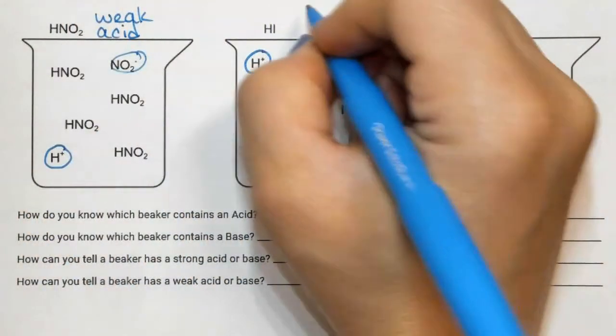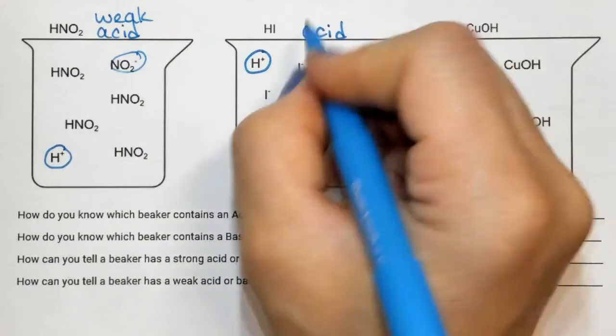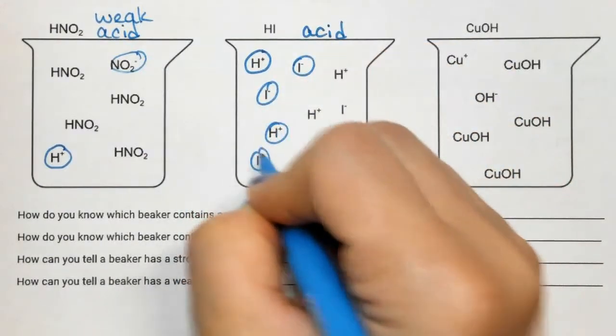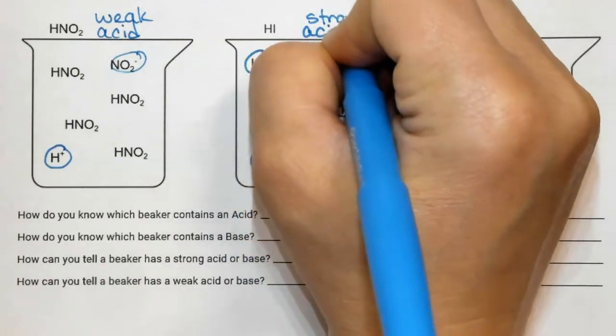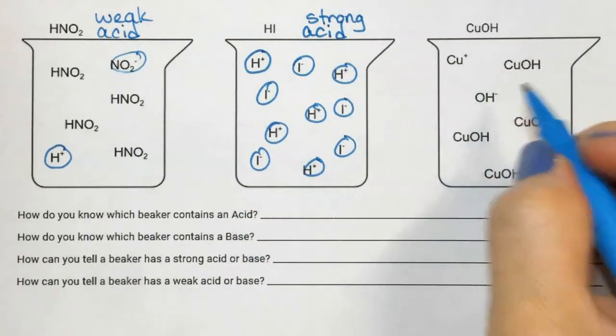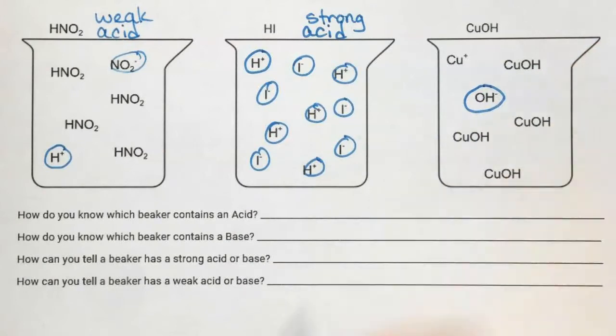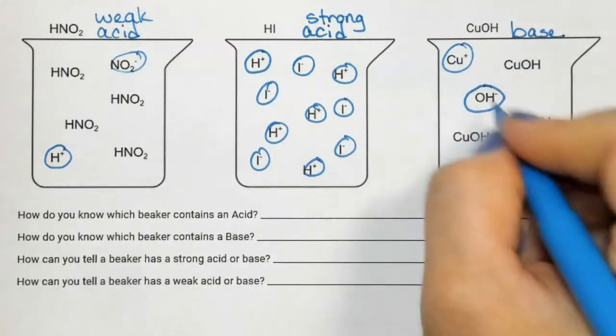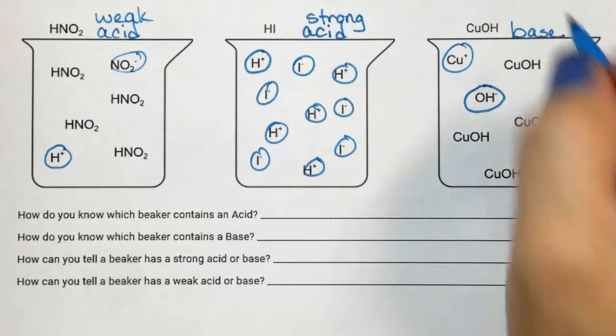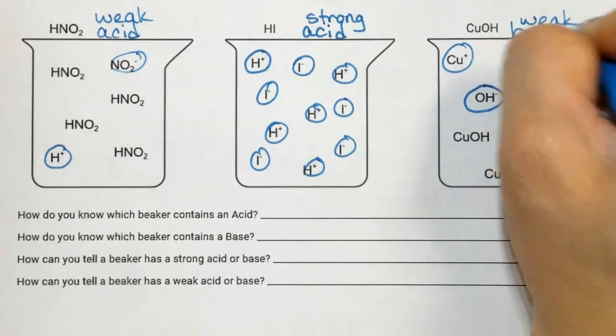This has hydrogen in the beaker, that makes it an acid. Everything has a positive or negative charge, that means this is a strong acid. And then finally over here, there's this hydroxide in the beaker, that's how I know that this is a base. Only these two have a positive and negative charge, so this is a weak base.